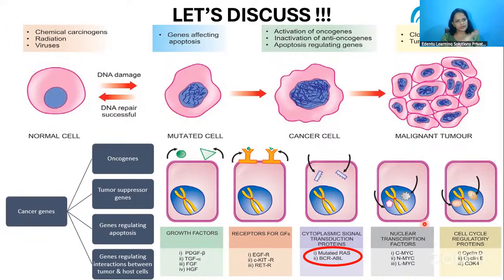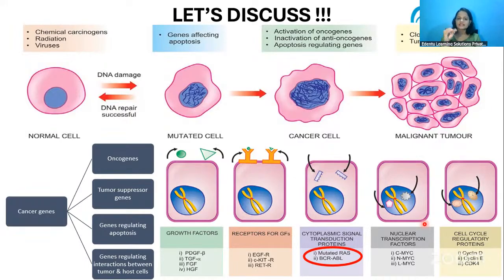Okay, but they will be in an inactive manner. But when it gets activated because of some physical, chemical, or biological agent, then they will get converted into oncogenes. These oncogenes will produce something called oncoproteins. These oncoproteins have the capability to produce a tumor in a particular cell. So first is oncogenes. If you activate these oncogenes, it can lead to tumor formation. So first is activation of oncogenes.